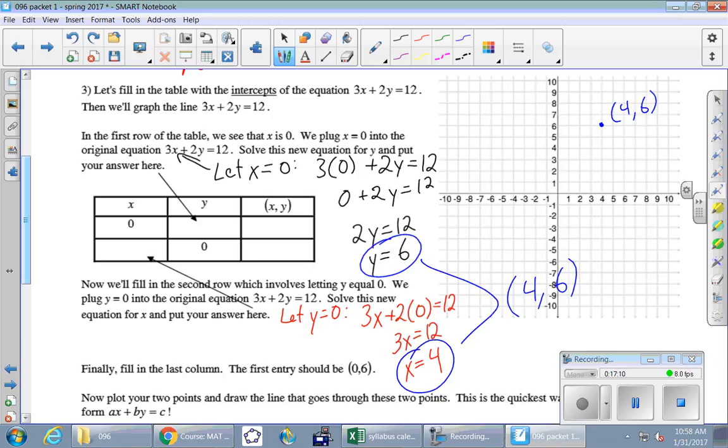Let's start up here. We let x equal 0 and we calculated y equals 6. X is 0, y is 6. That is a single point right there, 0, comma 6. And then completely independent from that point, we let y equal 0 and we got x equals 4. So x is 4 and y is 0. And what are the coordinates there? 4, 0. And we can plot that point.